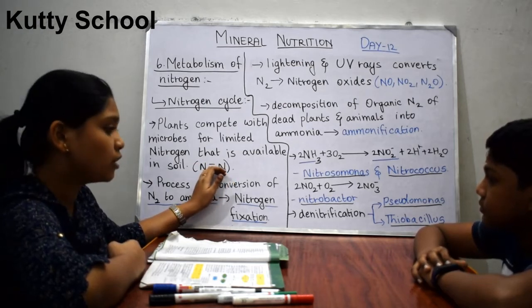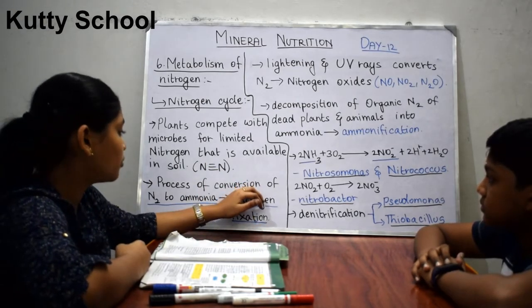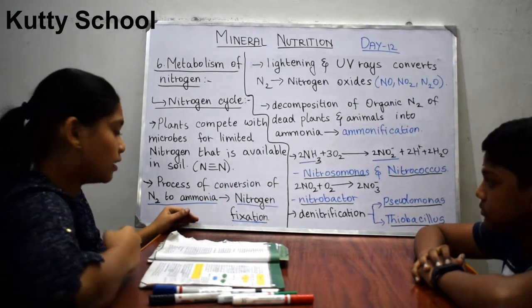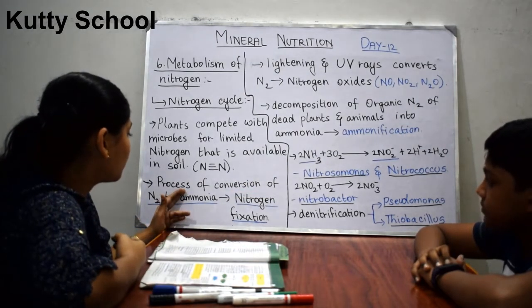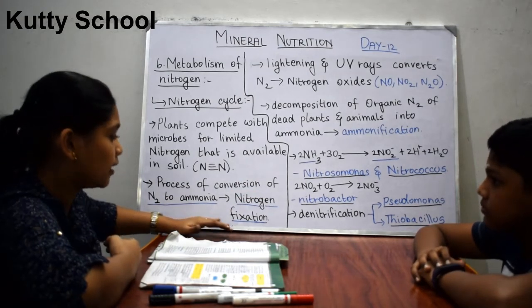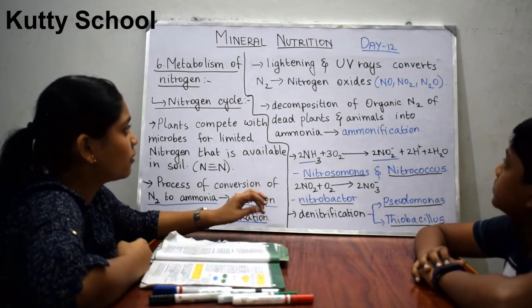So it is difficult to break this triple bond. The process of conversion of nitrogen to ammonia is known as nitrogen fixation. Generally, lightning and ultraviolet radiations can do this.